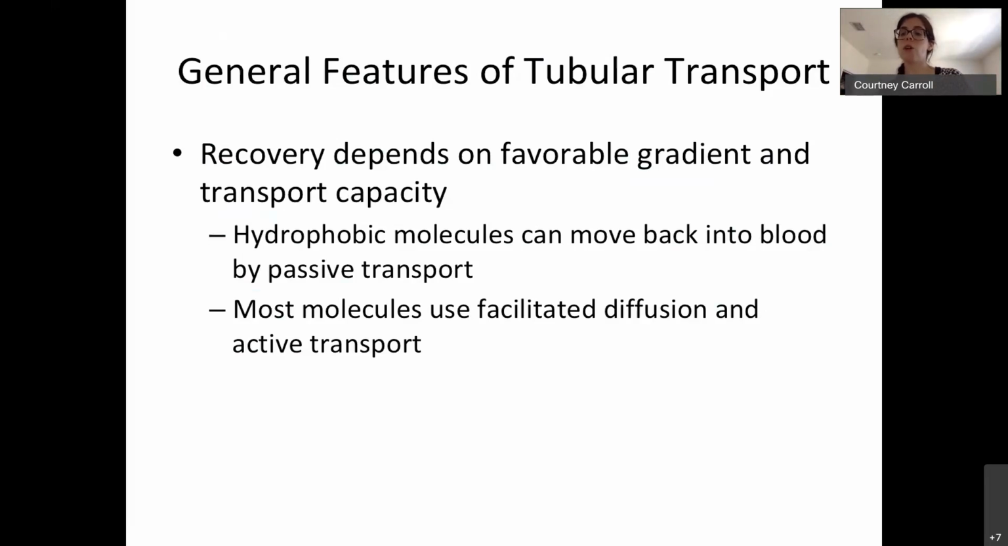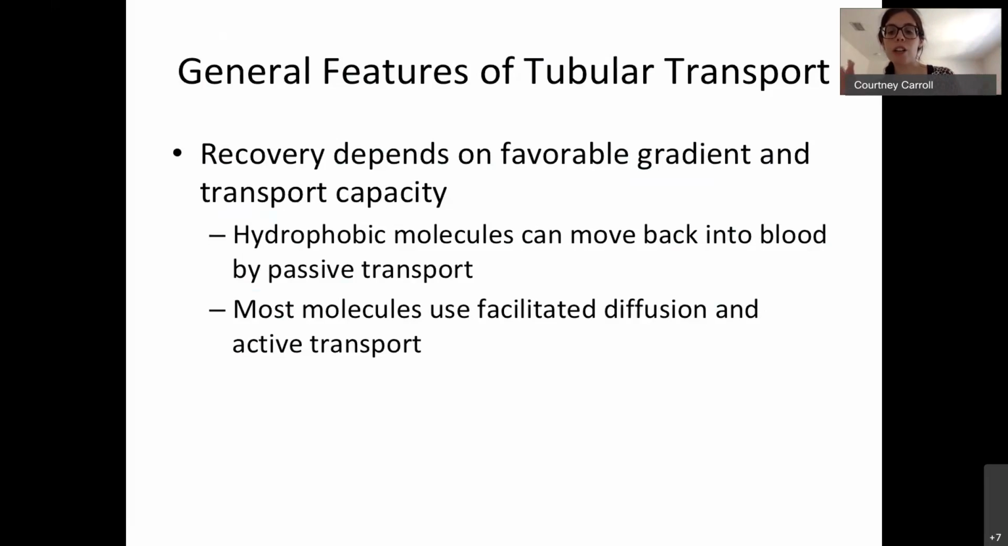So small steroids and other hydrophobic molecules will move from the blood into the filtrate if they're small enough, and then they'll go right back. They'll be reabsorbed passively. No need to worry about them. They'll just follow their gradient.